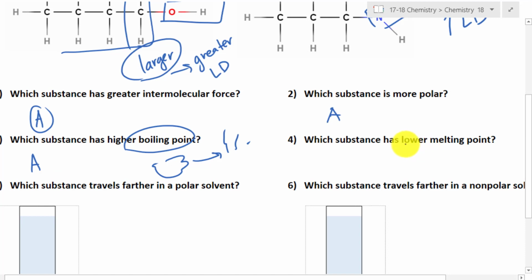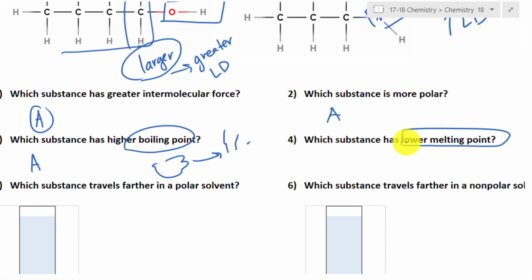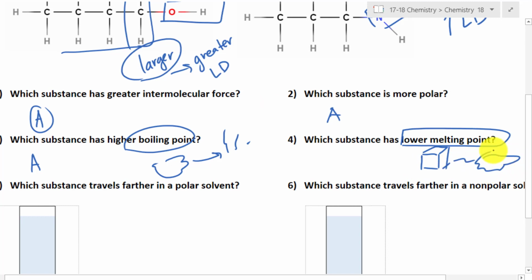And in this case, we have a question about which substance has a lower melting point. It's the same thing. What is a lower melting point? Melting means you have a solid and how much energy is required to melt the solid into liquid. Well, in this case, it's going to be substance B because it's weaker in terms of intermolecular force.